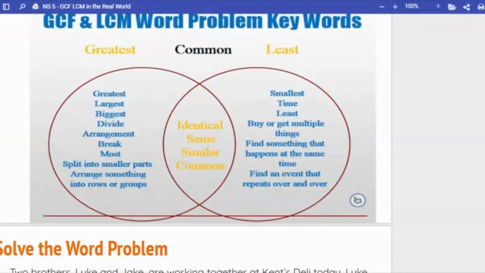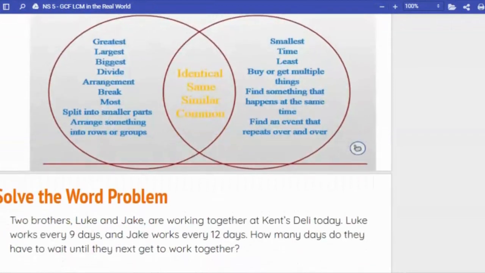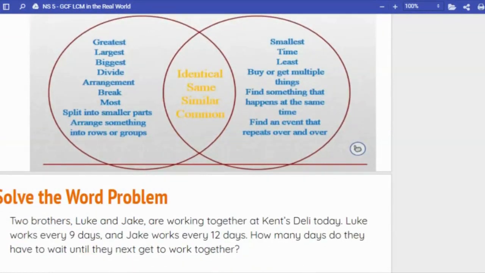And we're looking, are we splitting something up? Are we breaking it? Or are we arranging it? No, this says that someone's doing something every 9 days and every 12 days. So to me, that's right here. It's an event because they're working and it's going to repeat over and over, right? It says Luke's every 9 days, Jake every 12 days. So we're going to be finding the least common multiple when we're doing this.